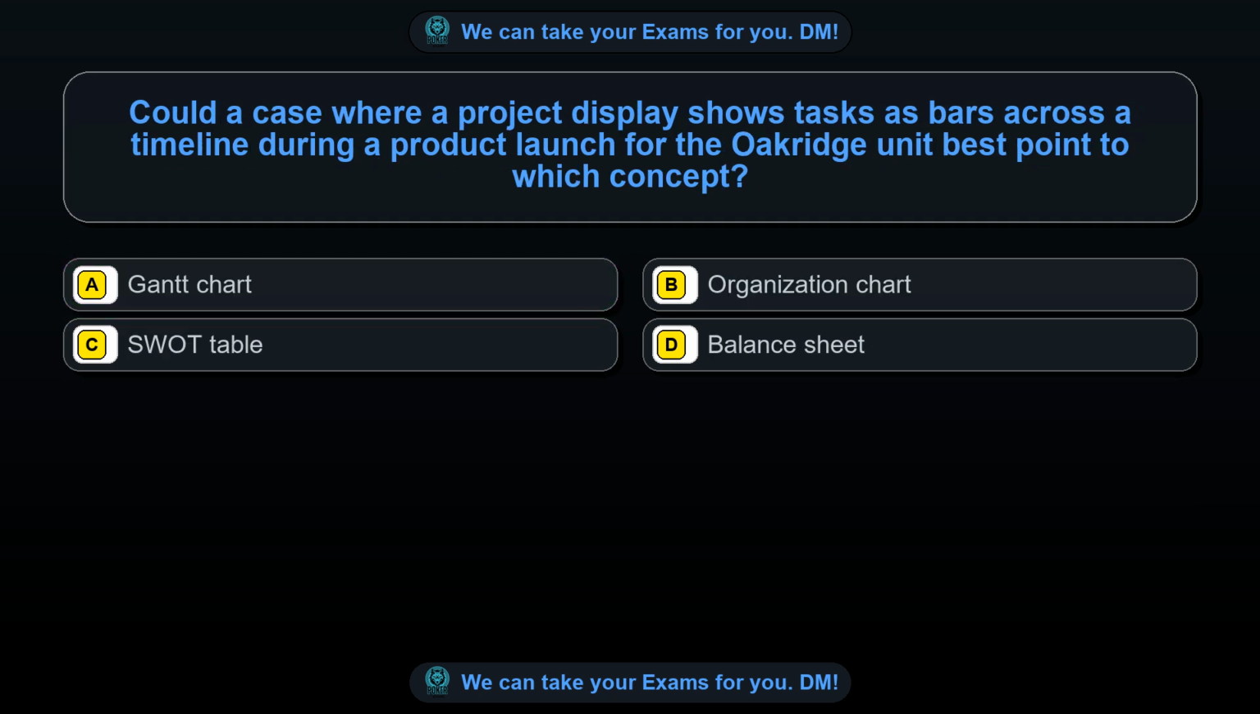Question 92. In a case where a project display shows tasks as bars across a timeline during a product launch for the Oak Ridge unit, which concept does it best point to? Option A, Gantt chart. Option B, organization chart.